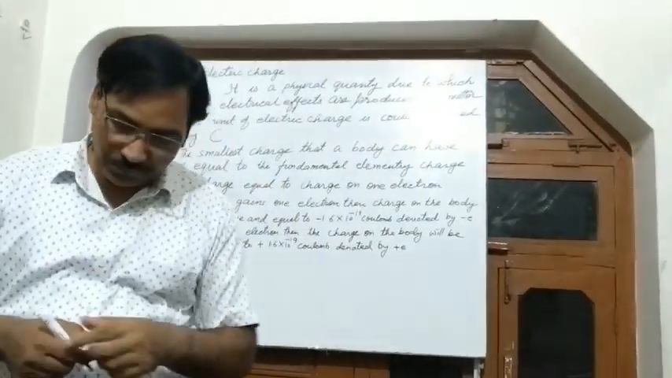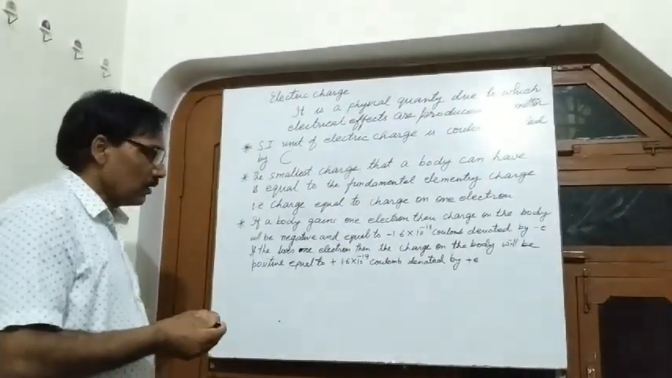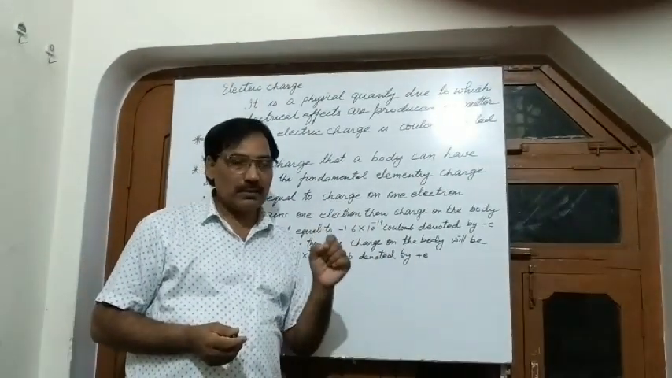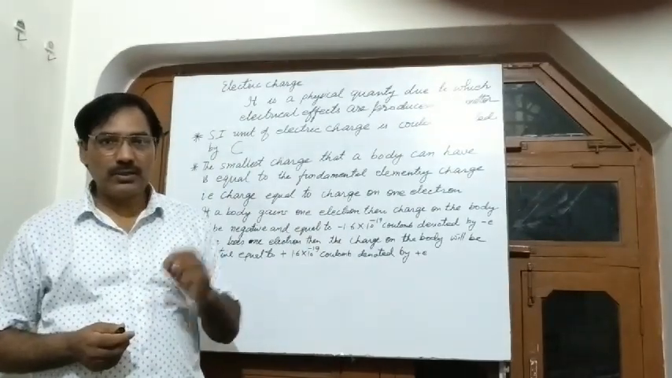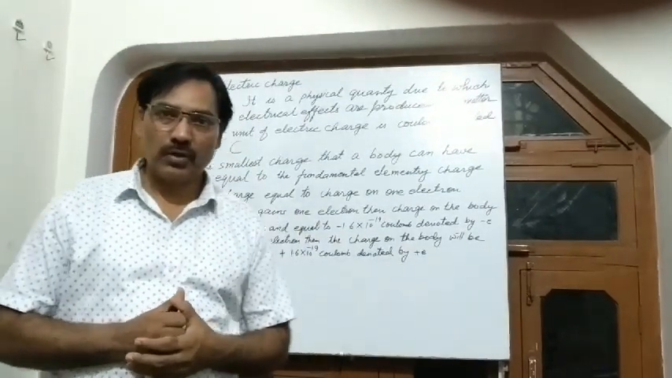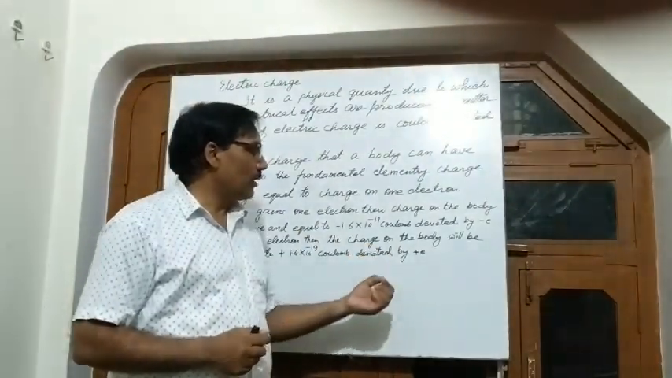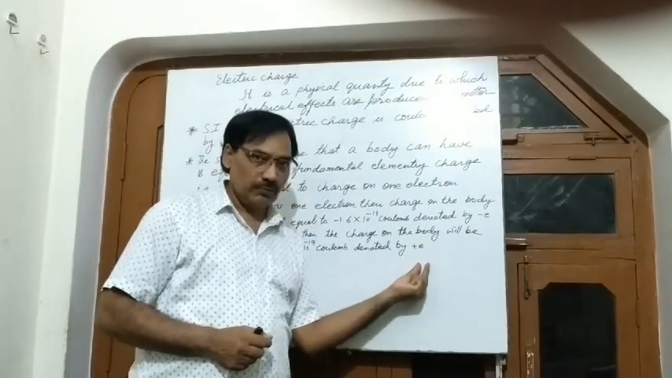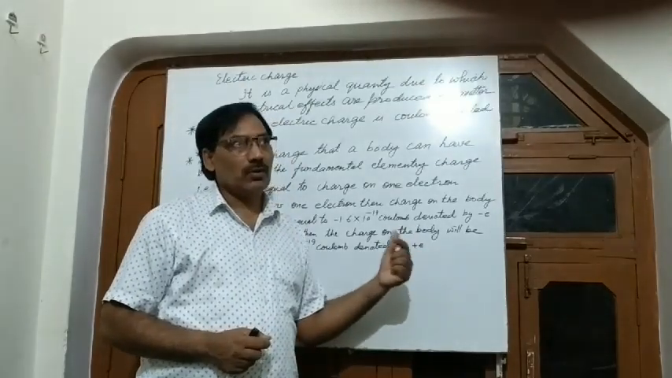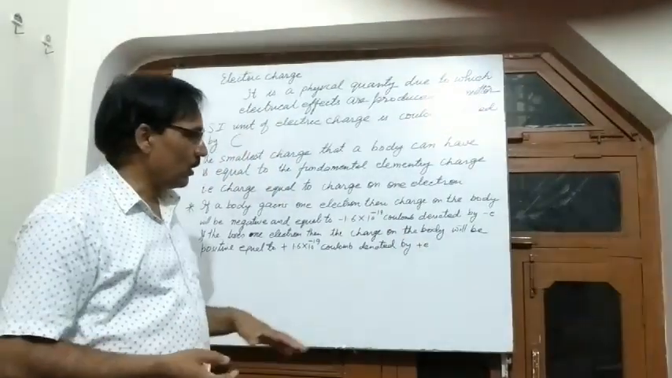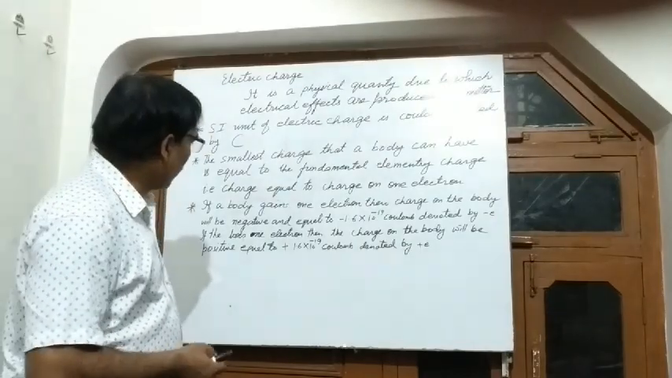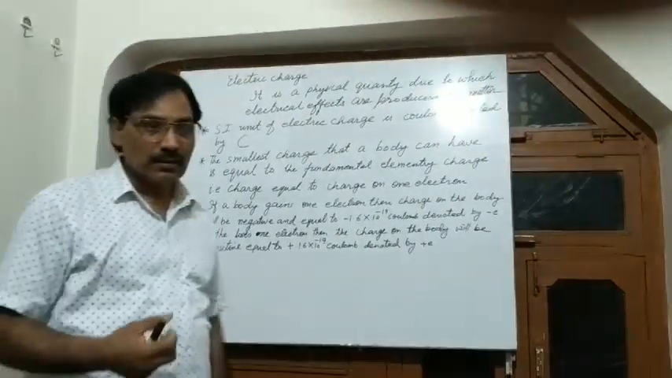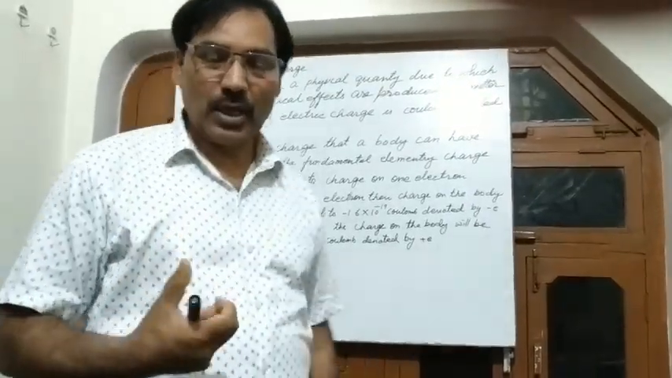Sometimes we also take the charge on one electron as the smallest unit of charge which can be given to a body. We cannot give charge to a body which is smaller than e. This is the smallest charge which can be transferred from one body to the other body. Clear? Now, we will study the basic properties of charge.